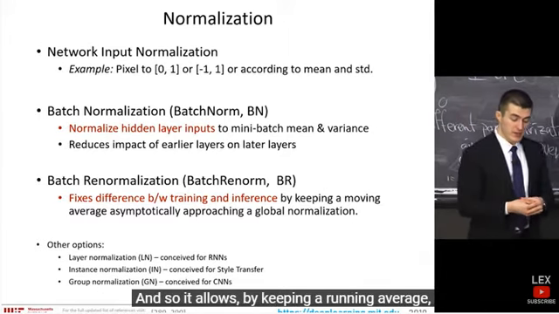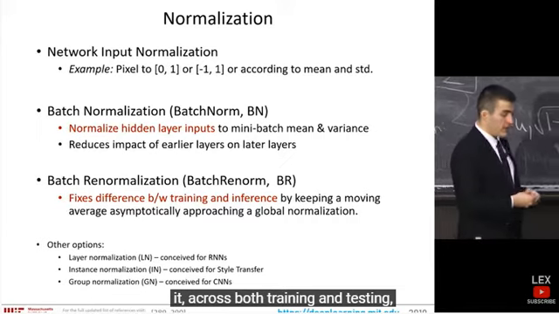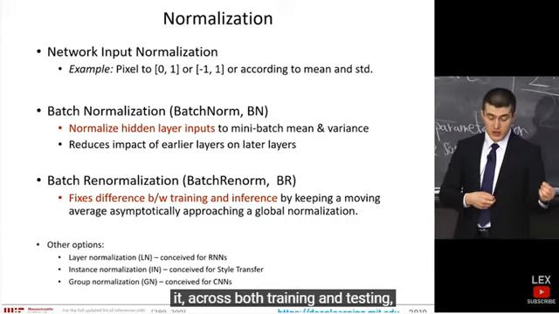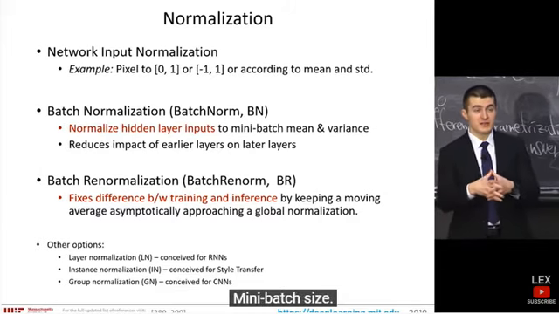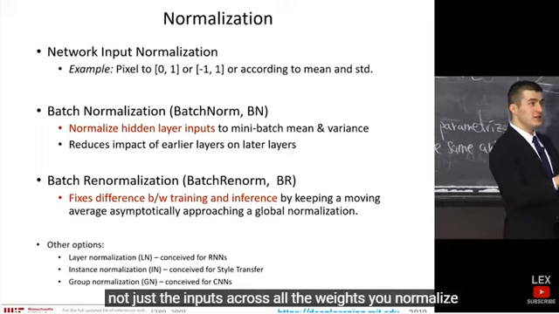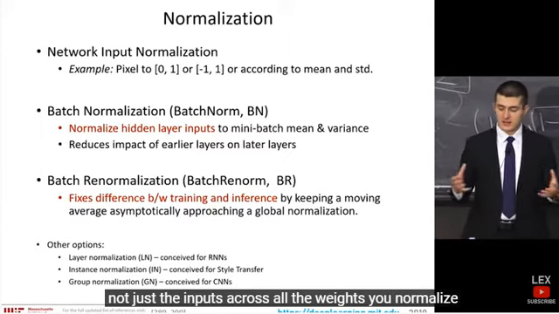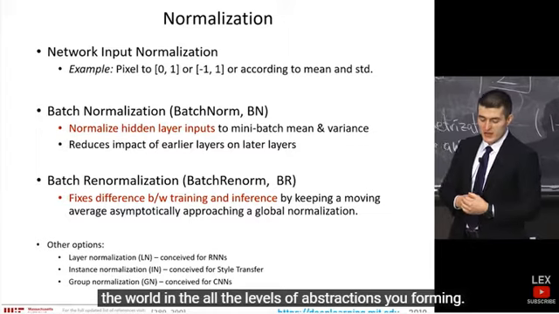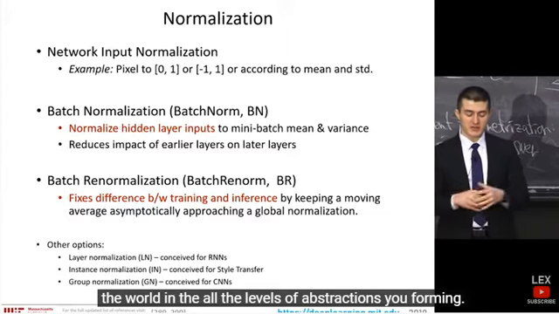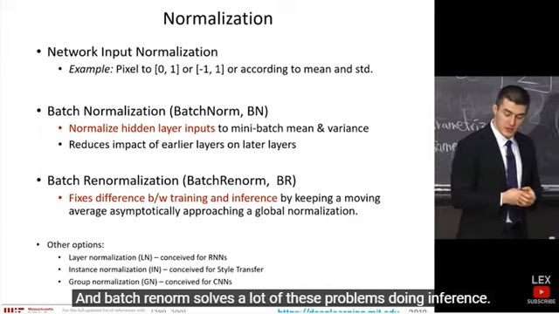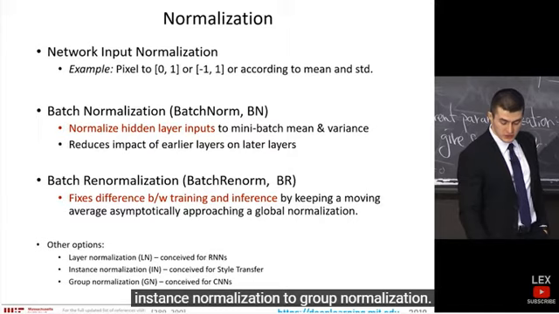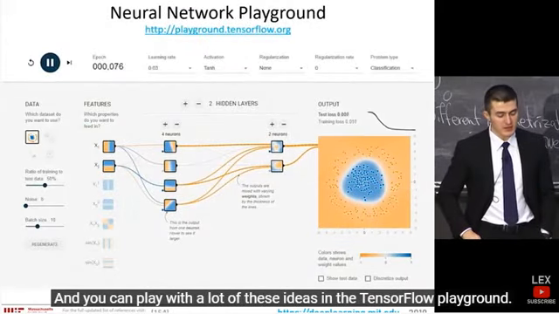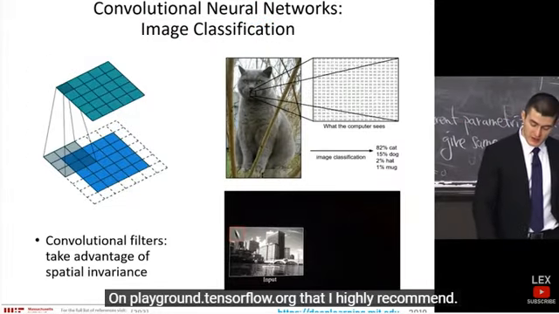And so by keeping a running average across both training and testing, you're able to asymptotically approach a global normalization. So there's this idea that across all the weights, not just the inputs, you normalize the world at all the levels of abstraction that you're forming. Batch renorm solves a lot of these problems during inference. And there are a lot of other ideas, from layer to weight to instance normalization to group normalization. You can play with a lot of these ideas in TensorFlow Playground at playground.tensorflow.org, which I highly recommend.